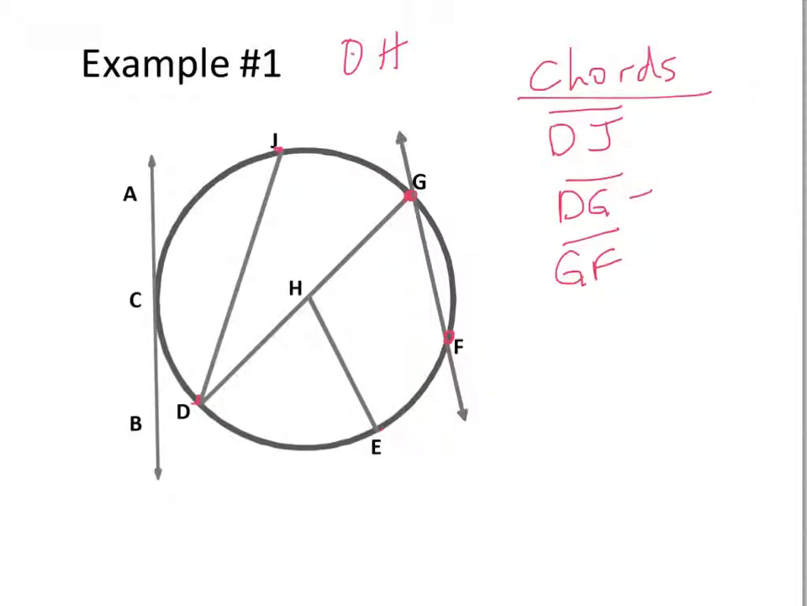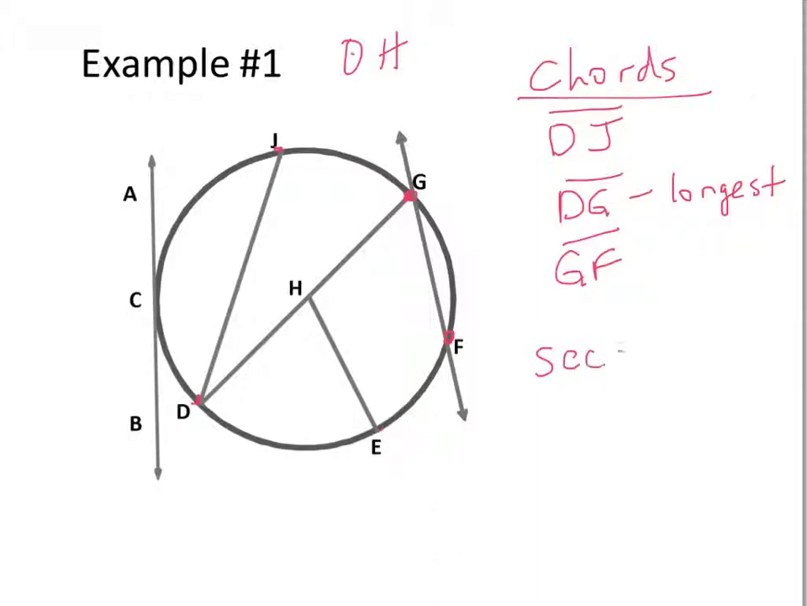The diameter will always be the longest chord in a circle. Radiuses, or radii, are never chords because both the endpoints don't touch the circle. Only one endpoint on a radius touches it.